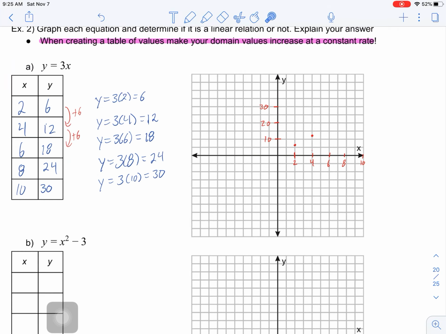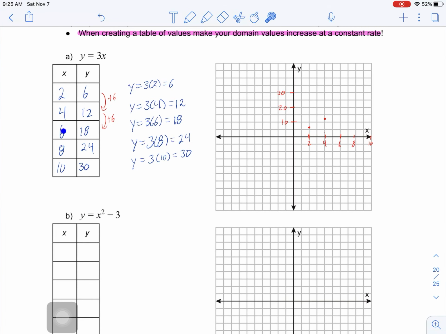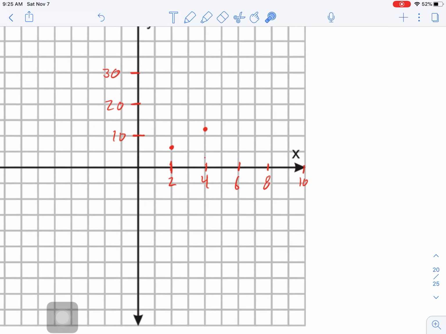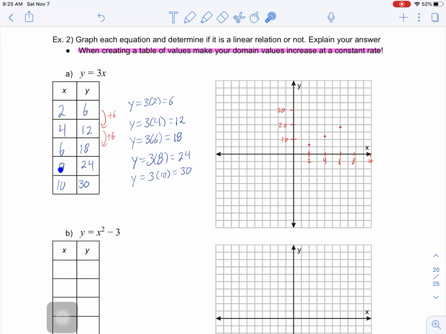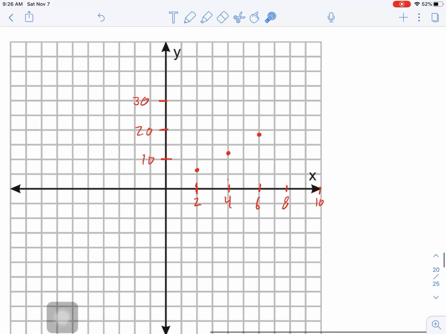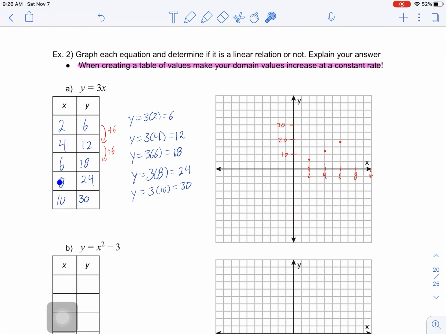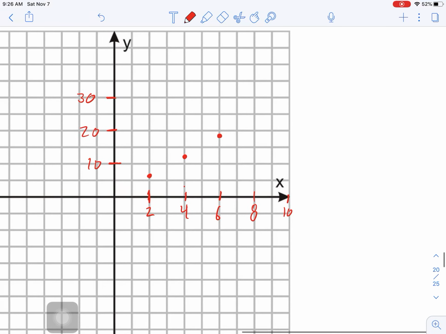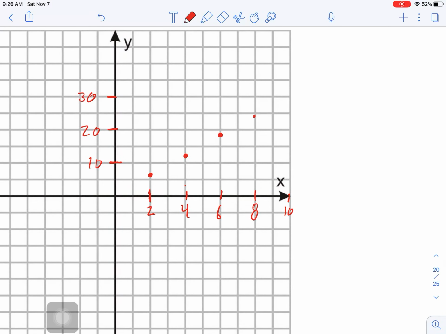Okay, our next coordinate point. When x is 6, y is 18. So when x is 6, y is roughly 18, so we're pretty much below 20 there. Okay, and then when x is 8, y is 24. That should be a little bit over, so this should be 8 here. So when x is 8, y is 24, so that's going to fall roughly right here.